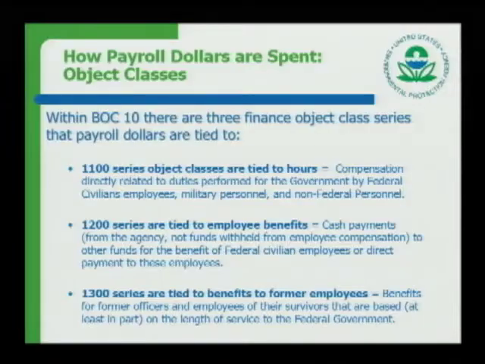Within BOC 10, there are 3 finance object class series that map to it. The 1100 series is a set of object classes that are tied to hours. The 1200 series is a set of object classes tied to benefits. And the 1300 series is tied to benefits to former employees.